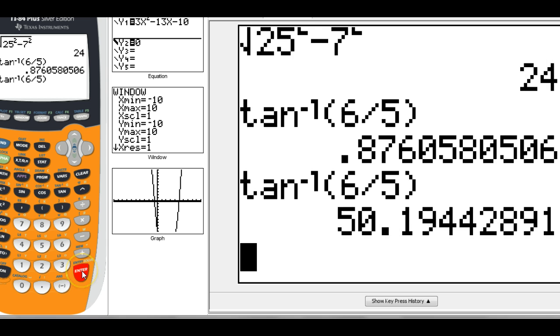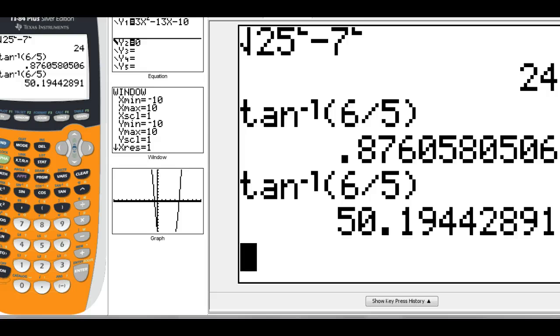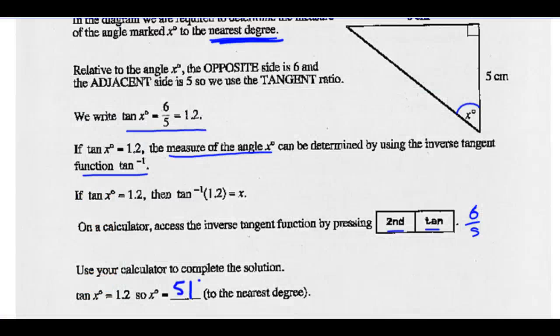This is an angle measure, 50.2 degrees. Now the question asked us to find it to the nearest degree. So x is 50 degrees, 50.2, so 50 is fine to the nearest degree.